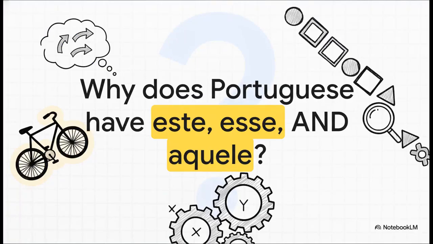And that brings us to the big question, the one you're probably asking yourself right now. If English gets by just fine with 2, why does Portuguese have 3? You've got este, esse, and aquele. It feels like a third wheel, doesn't it? But trust me, this isn't just to make our lives more complicated. It actually adds this amazing layer of precision that's, honestly, pretty cool once you see the pattern.